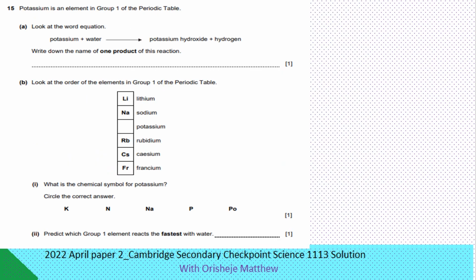Question 15. Potassium is an element in group 1 of the periodic table. Look at the word equation. Potassium plus water, potassium hydroxide plus hydrogen. Write down the name of one product in this reaction, potassium hydroxide, or hydrogen. Any of them.